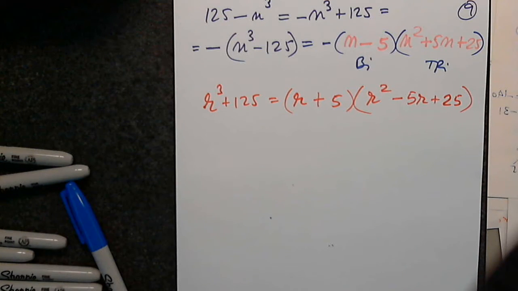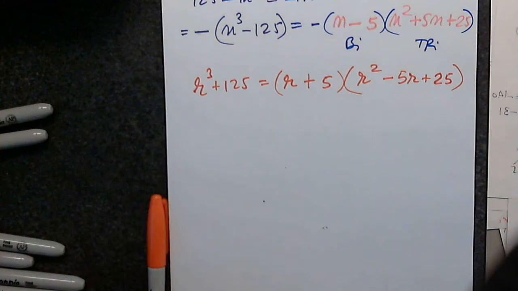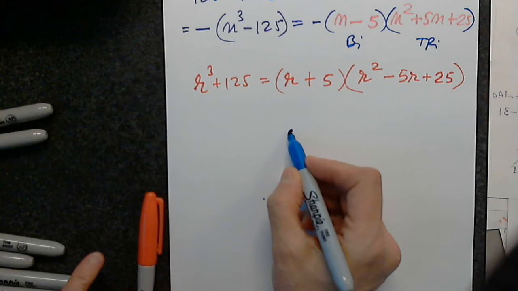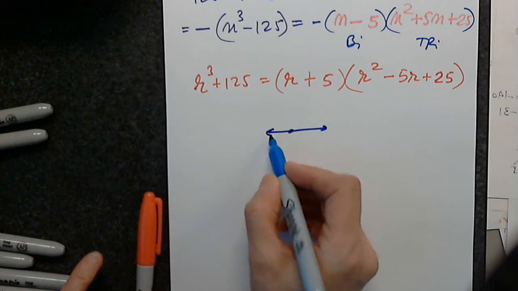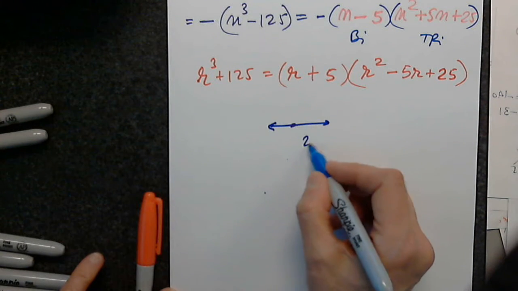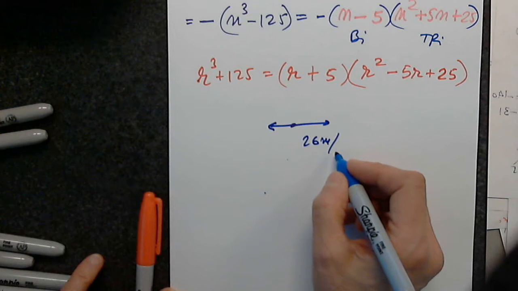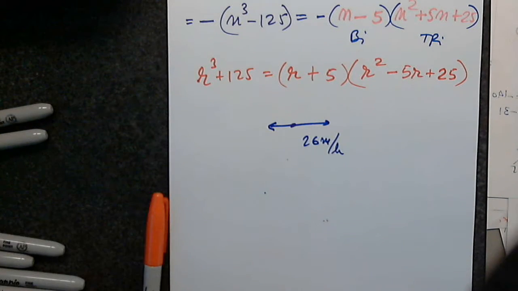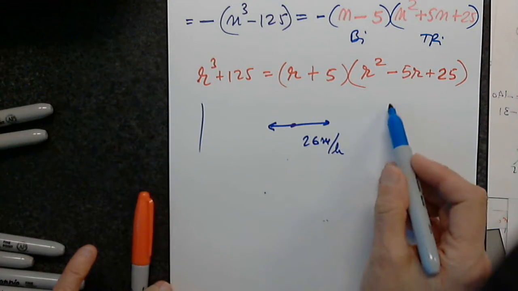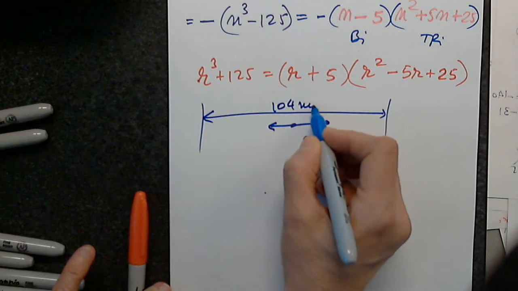Very good. So you had another problem for us. 2 steamers leave a port on the river at the same time, traveling in opposite directions. So one goes this way and the other one goes this way. Each is traveling 26 meters per hour. Kilometers or meters? Meters. Okay, per hour? Yes. How long will it take for them to be 104 miles apart?